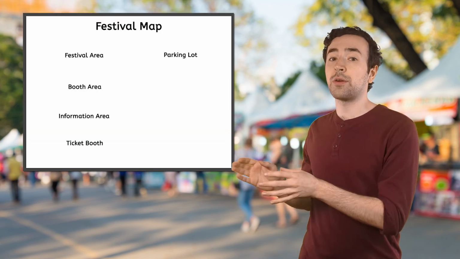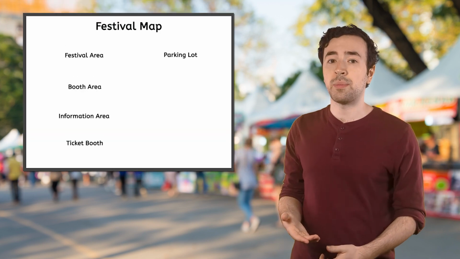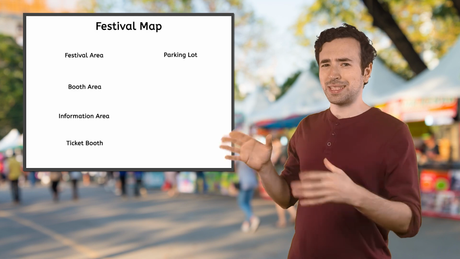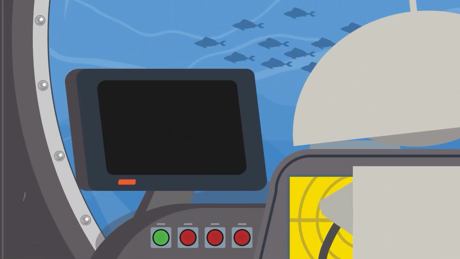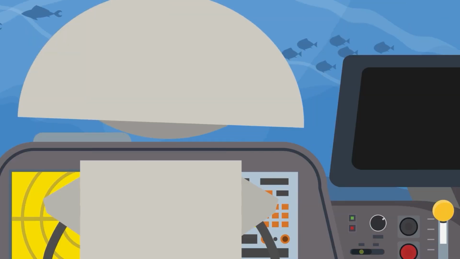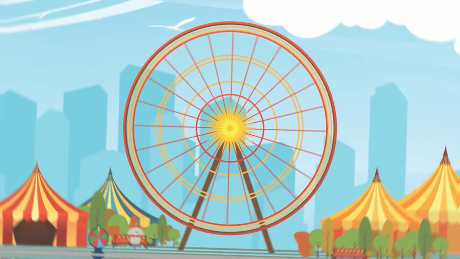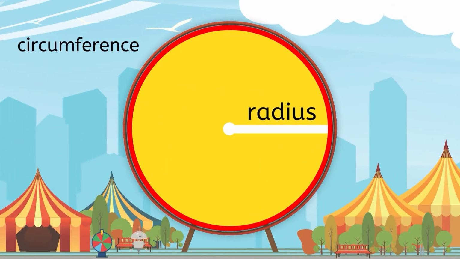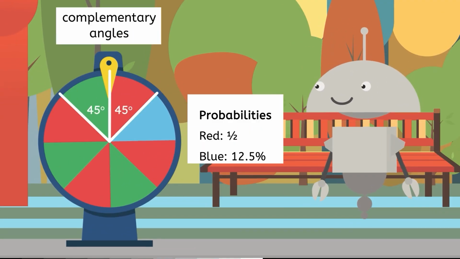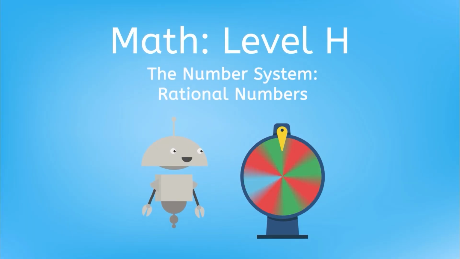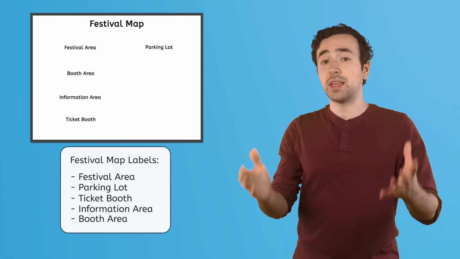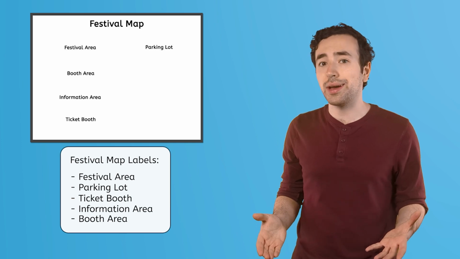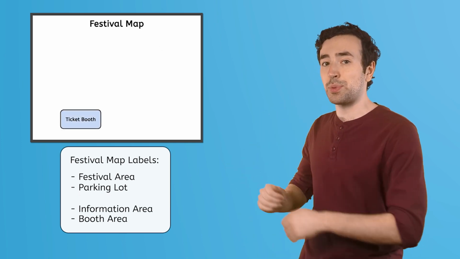These are the different areas of the festival that need to be included on the map. Somehow, I need to make this map easy to follow. Where should we start? I'm thinking I want to outline each category on the map. Breaking things into categories always makes them easier to understand, so let's categorize the ticket booth first.